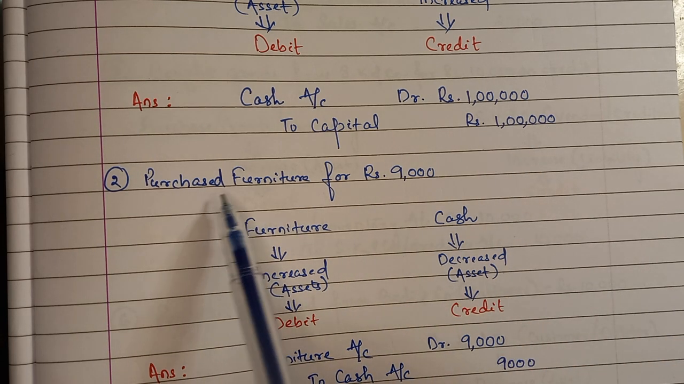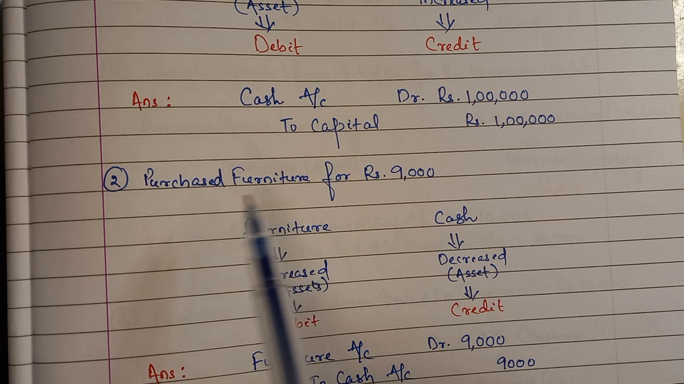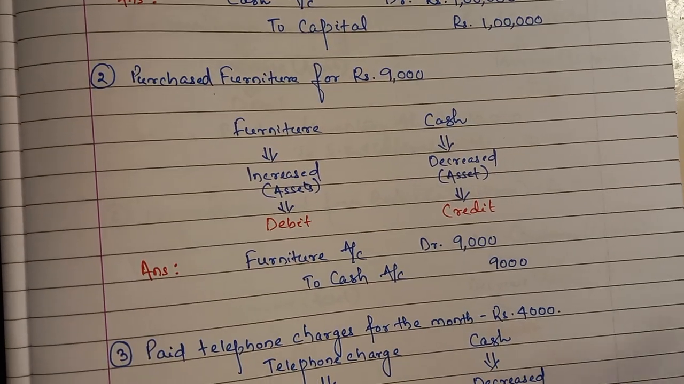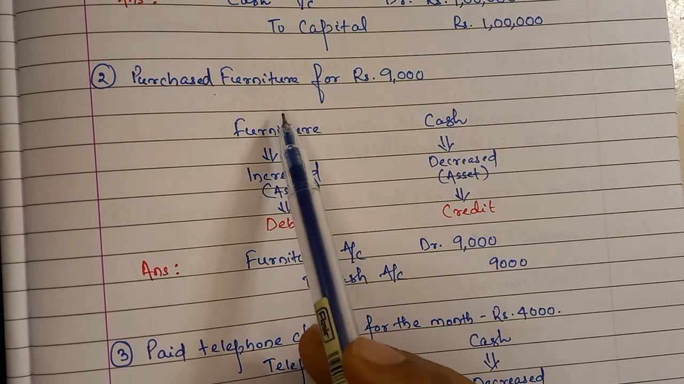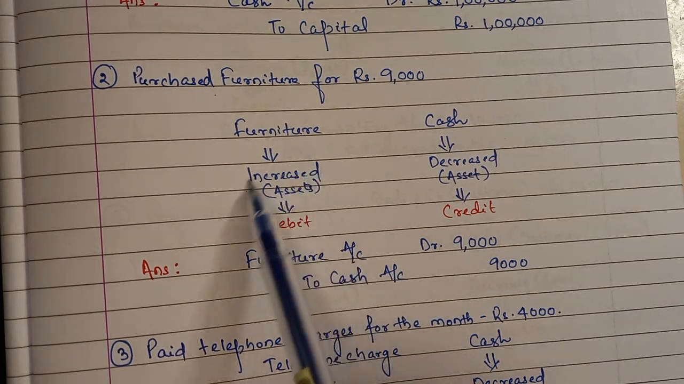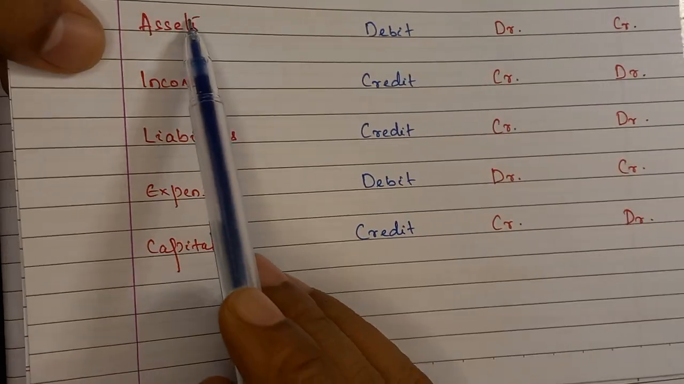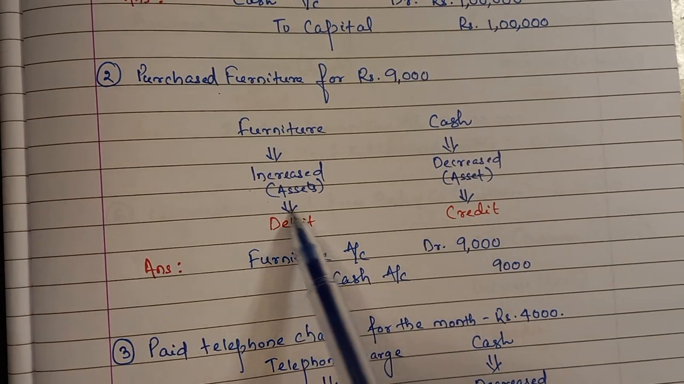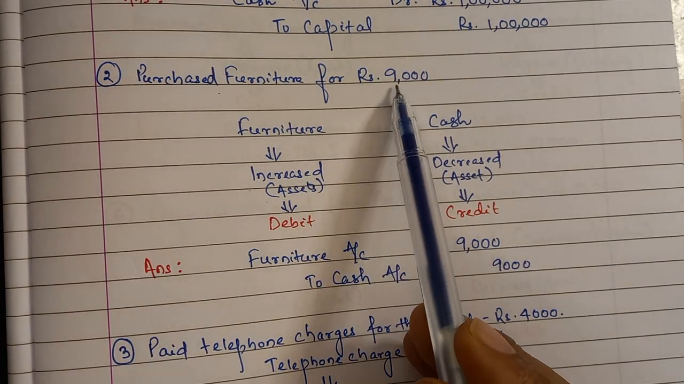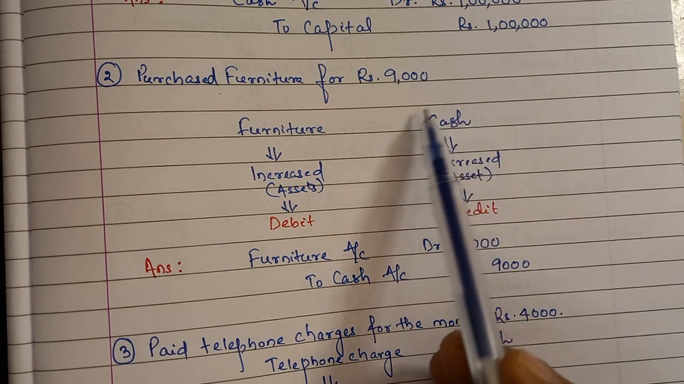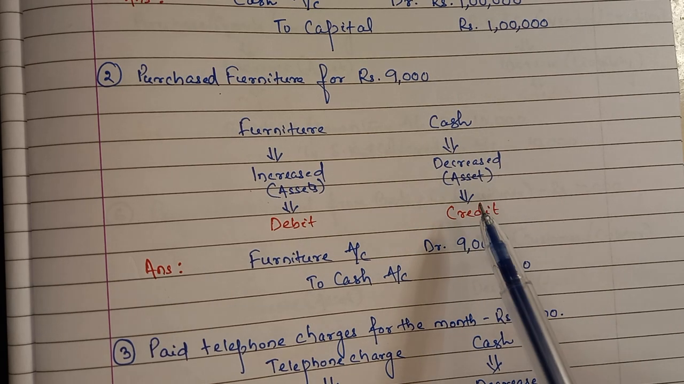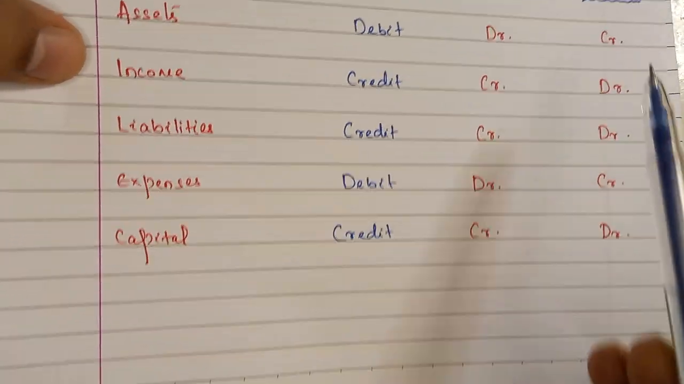Second question. Purchase furniture for rupees 9,000. Here there are two items, right? One is furniture. Furniture is an asset for the company, and if an asset increases, it's always a debit balance, right? So asset increase is debit. At the same time, the business paid rupees 9,000, cash going out of the business, right? So there is a decrease in an asset. Cash is an asset, it decreased. So any decrease in an asset is always credit.